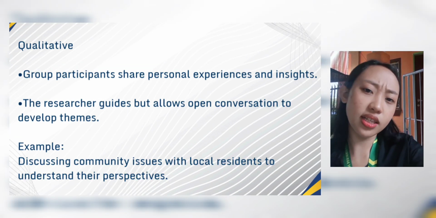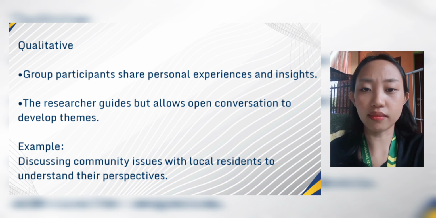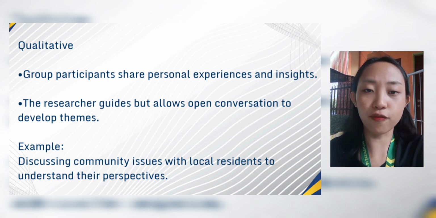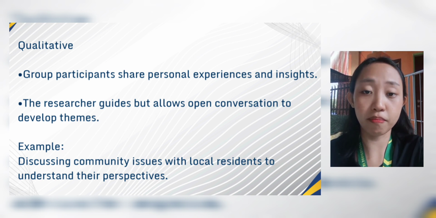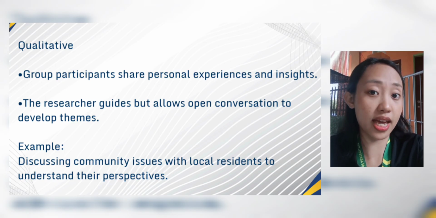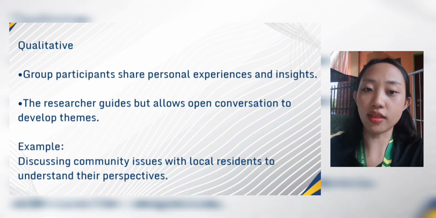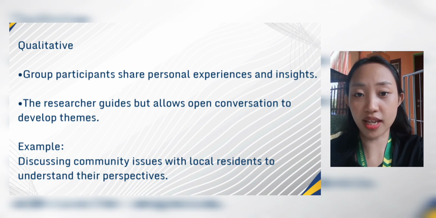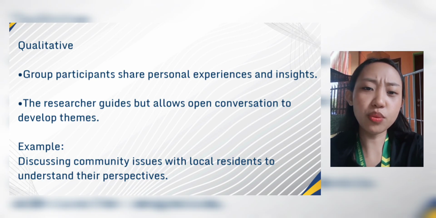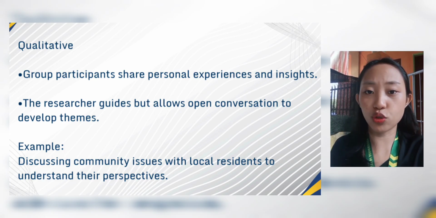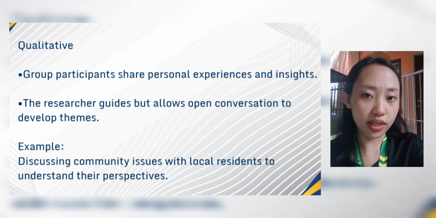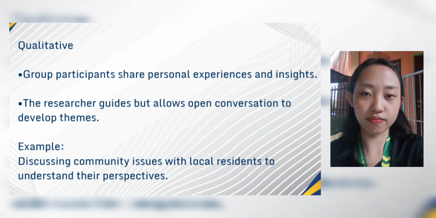Next is qualitative FGD. What does it look like? It's a more open and flexible set of questions, but with a group of people, because it's an FGD. For example, asking community members what they think causes poor waste management. Now, use FGDs when you want to capture group opinions, community trends, or social behaviors.